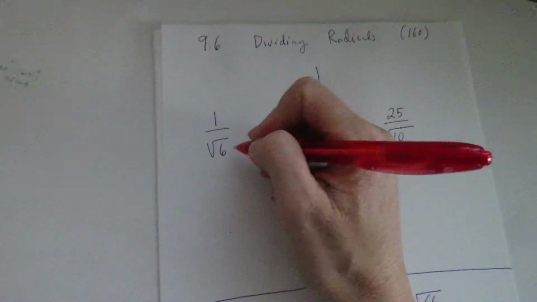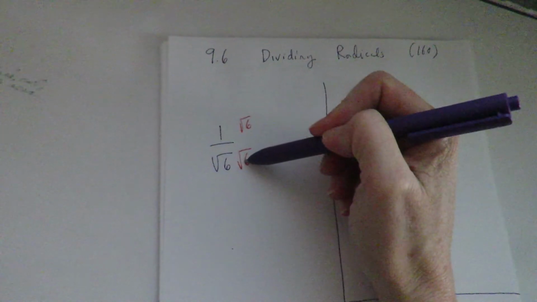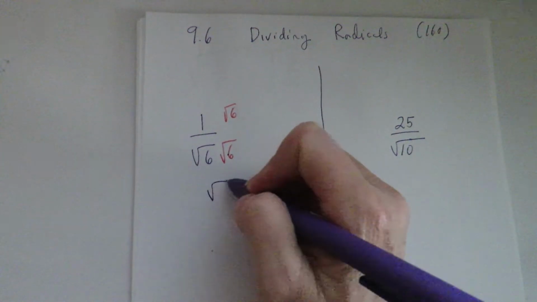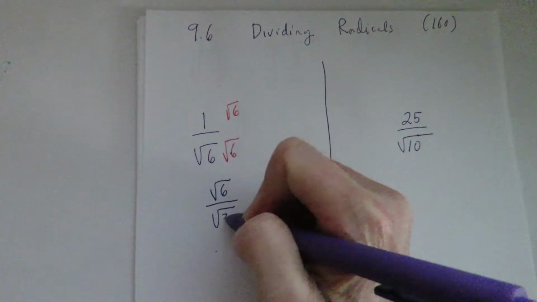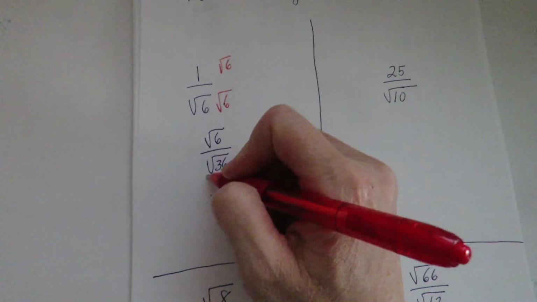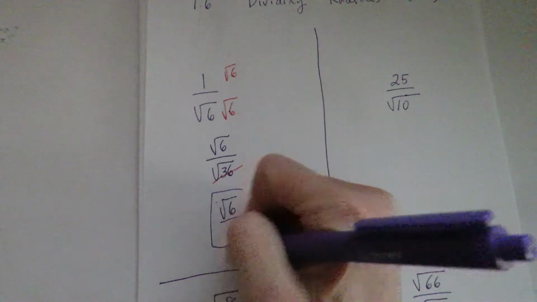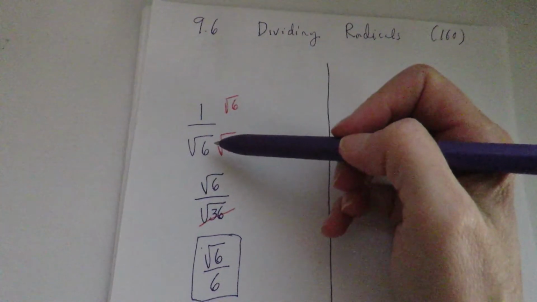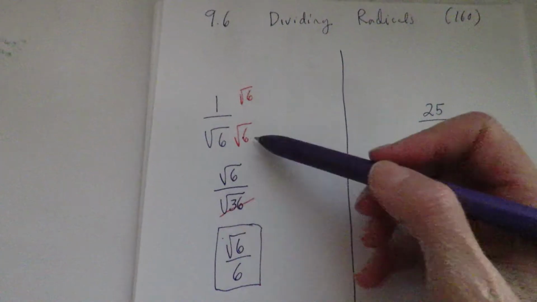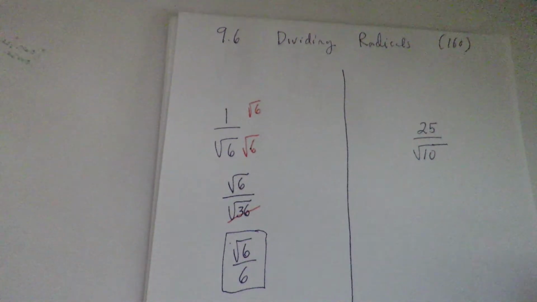So what I'm going to do is I'm going to give it a twin. Whatever I give to the denominator, I also want to give to the numerator. So by giving it a twin, you make it a perfect square in the denominator, and then that allows it to come out. So then it becomes radical 6 over 6. If the denominator just doesn't automatically simplify out of the radical, you have to force it out by giving it the appropriate twin, if it's a square root.